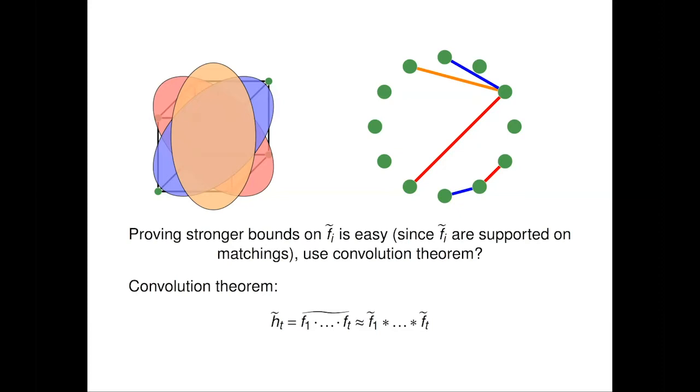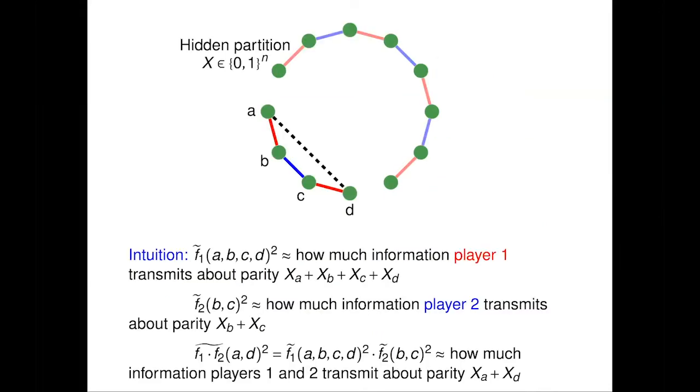And here the idea is to use the convolution theorem to analyze how bits of information from different players get combined. By the convolution theorem, the Fourier transform of a product is the convolution of Fourier transforms. And this roughly holds for these normalized Fourier coefficients under good conditions. And that's exactly what we do. So somehow the intuition behind this is very natural, namely that the use of the convolution theorem allows us to understand how information from different Bobs gets combined.